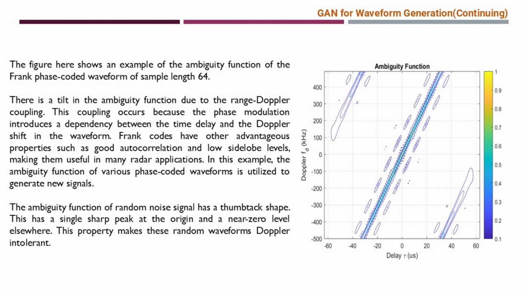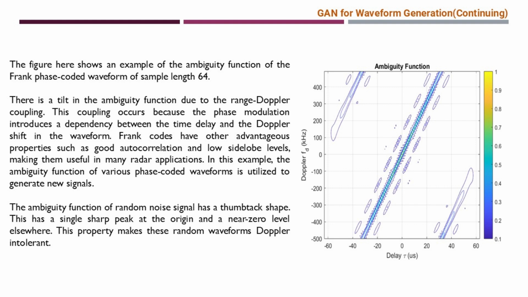Range Doppler coupling happens when the phase modulation of the waveform creates a link between the time delay and the Doppler shift. In simpler terms, the waveform's design affects how well the radar can separate objects in range and speed. Despite this coupling, Frank codes are still widely used in radar because they have some great features like good autocorrelation. The waveform can detect itself clearly and has low side lobe levels, which means less interference from other signals.